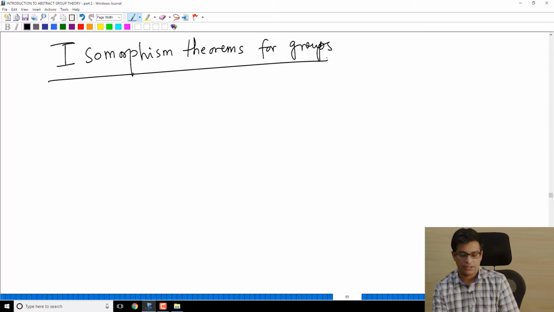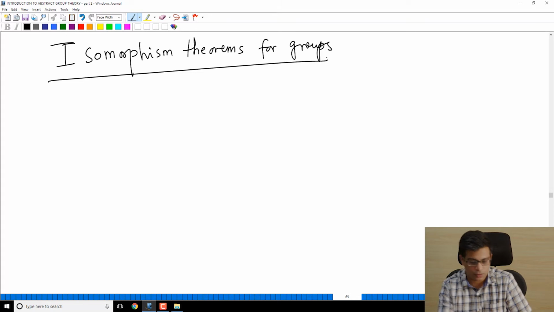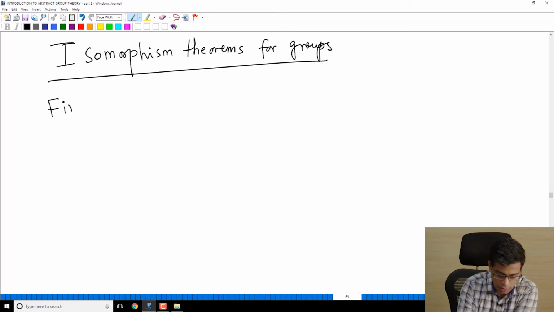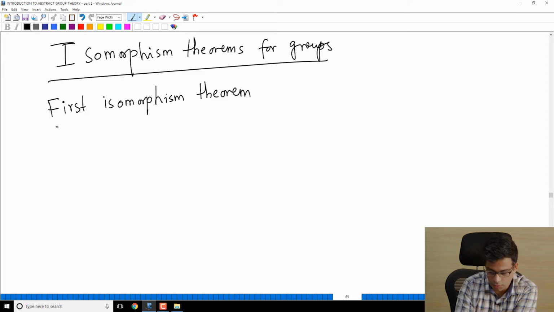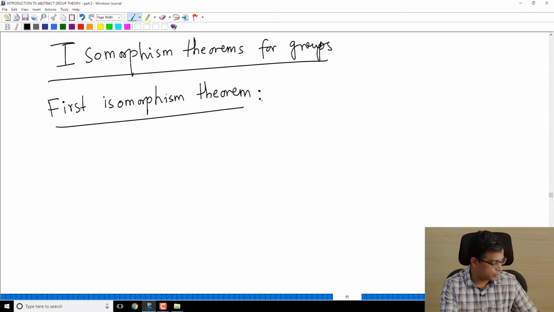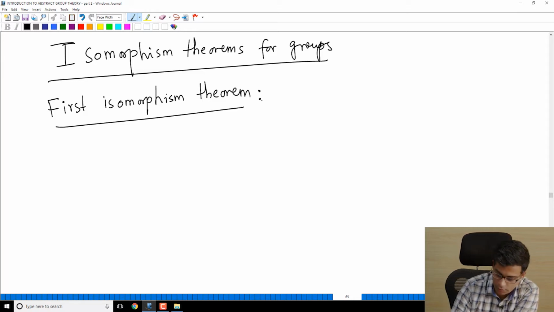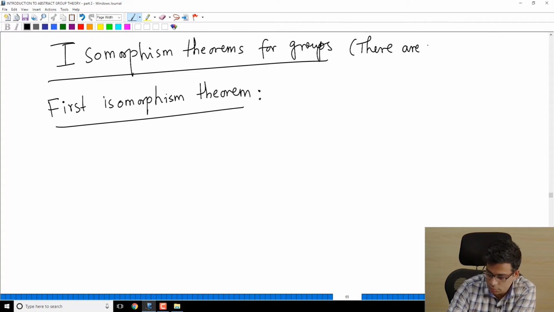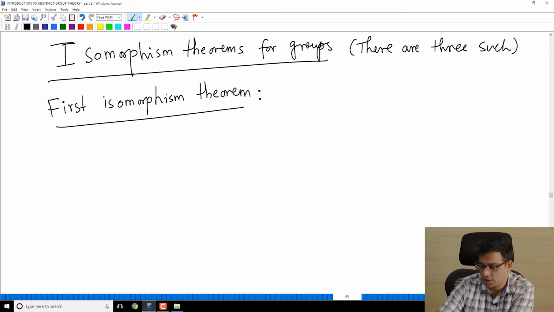So there are three such theorems. In this video I will do the first isomorphism theorem and I will illustrate it with one example. And in future videos we will do the other two isomorphism theorems. There are three such isomorphism theorems. We will do the first today. First isomorphism theorem is the following.